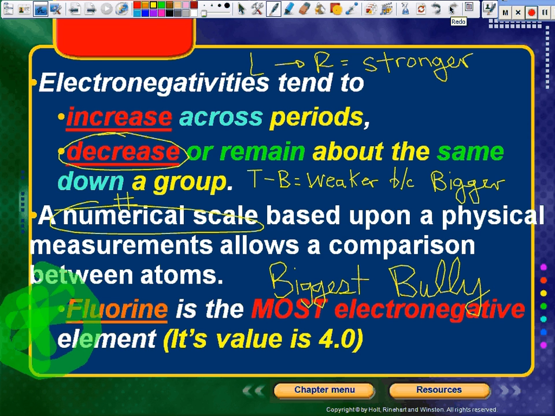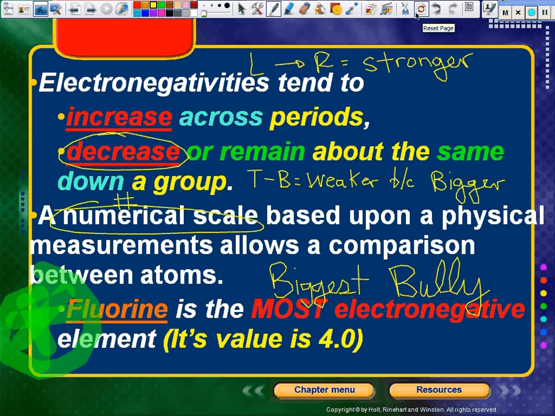Remember, it gets weaker as we go back to the left, but also as we go down, what happens? Francium is your weakest. It's the biggest, nerdiest old man you could ever think about. He is blubbery fat and just gross. Okay? He is your biggest nerd. He is such a nerd that he actually comes to you at lunch and says, "Do you want my lunch money?" That's how easy it is to take his electrons.